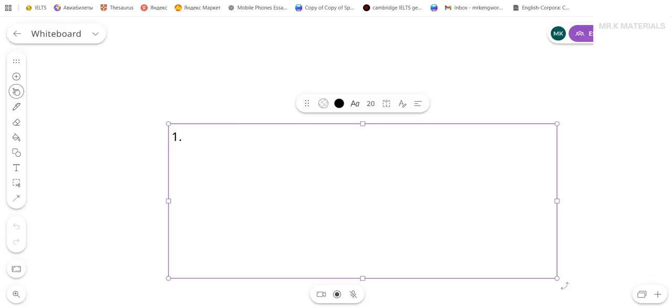Okay, I'm going to put like this: industrial revolution, and I'm going to put like this: overall changes that took place. Okay, next paragraph.